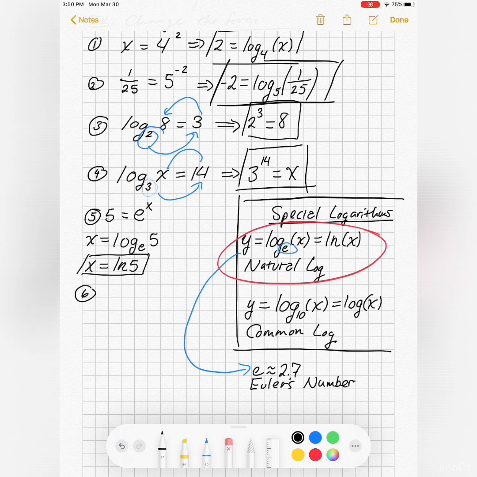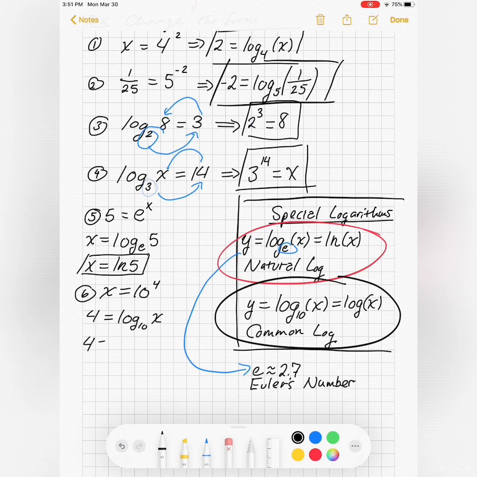How about if I have something like x equals 10 to the 4th? Okay, so in log form, the exponent is the log base 10 of the other side. And again, I recognize this one as a special log. This is the common log. So I'm going to write this as 4 equals log of x.